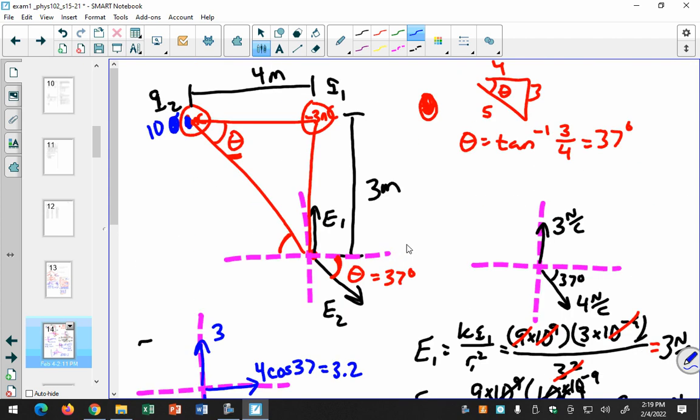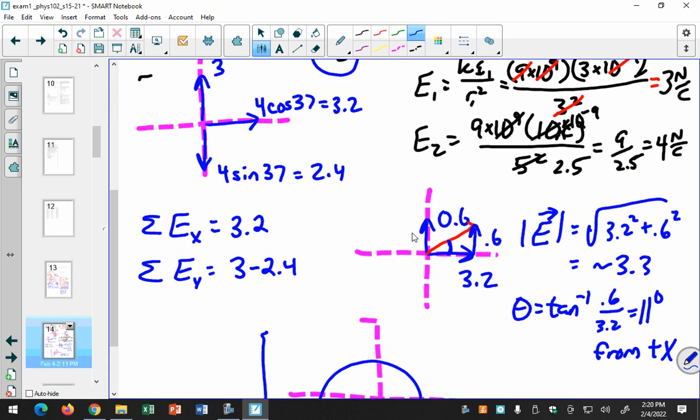You're going to have to do both, because there are 2 angles that you're finding, right? When you're finding this angle, you use the coordinates of your charges. I'm just trying to figure out what is the angle of my electric field vector right here, E2. So in that case, you're going to have to use the 3 and the 4. But down here, I'm looking for the angle of the resultant vector. And in that case, I'm using the magnitudes of my x and y components. And that's where you're using the 0.6 and the 3.2.